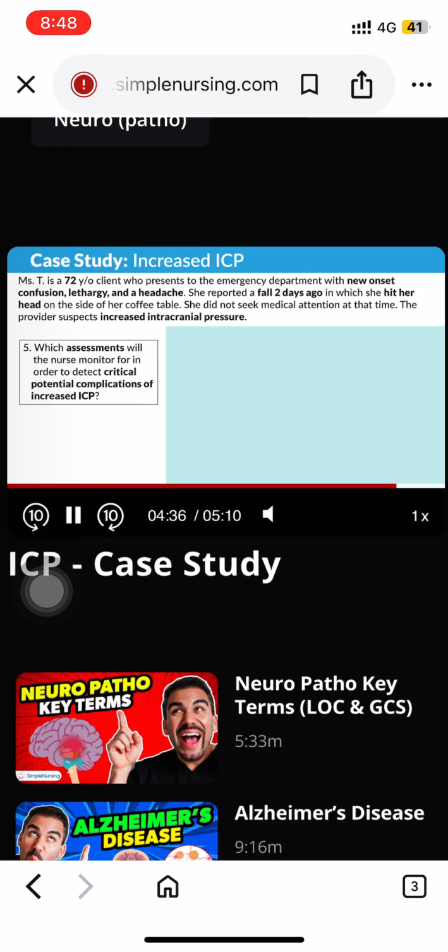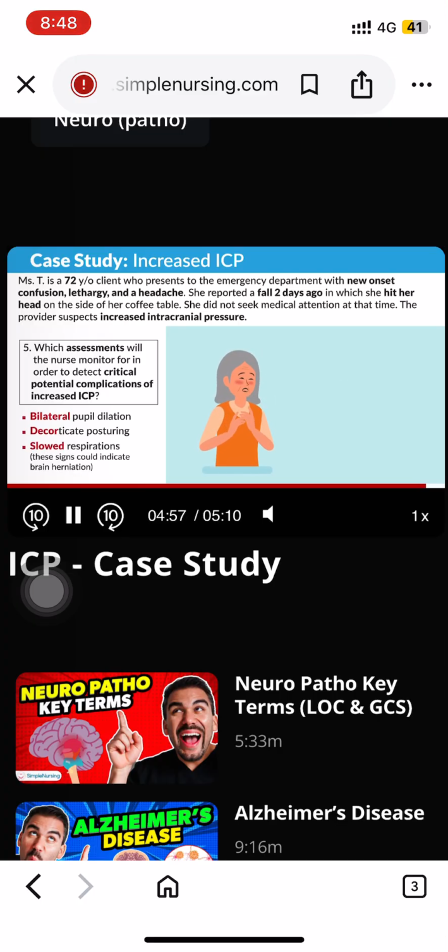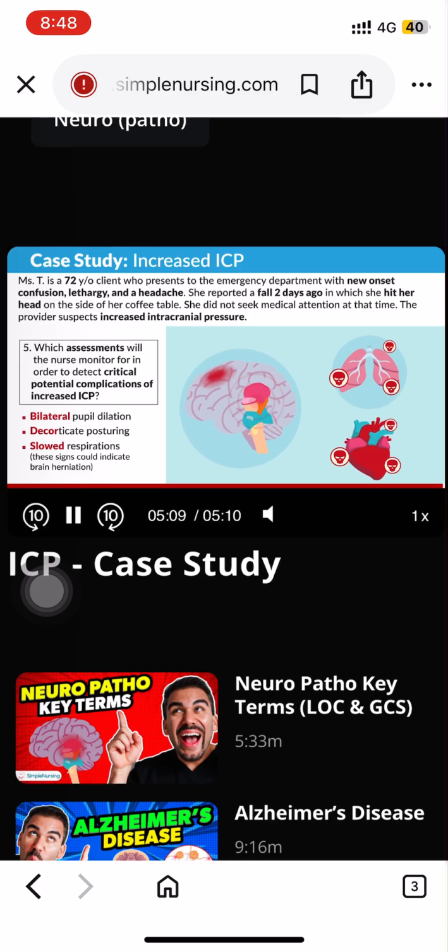So some things you should have written down is bilateral pupil dilation. This is known as blown pupils. Basically, there's so much pressure within the brain that the pupils are dilating. Another one is decorticate posturing, where the arms come into the core. And another critical assessment is slowed respirations. These are signs that could indicate brainstem herniation, as all that pressure within the brain pushes and compresses the brainstem, which controls respiratory and heart rate.